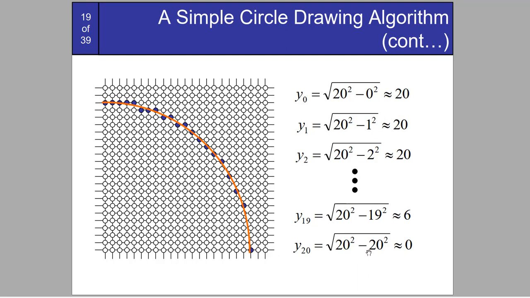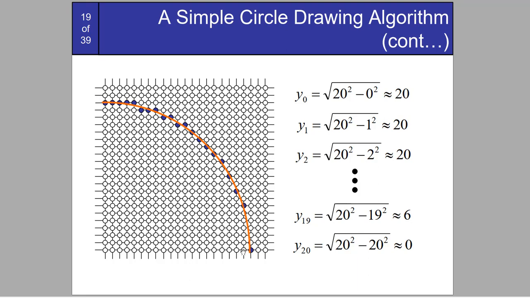When x is equal to 20, starting from 0 up to 20, what is the value of y? The value of y turns out to be 0, which we can see here. If it is 19, what will happen? That is 20 square minus 19 square, so that gives us a value of 6. So this is the value of 6.